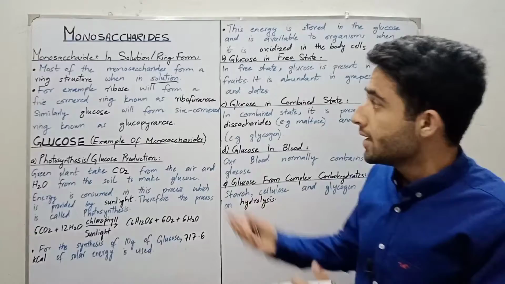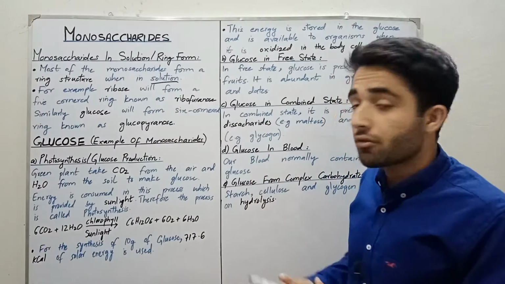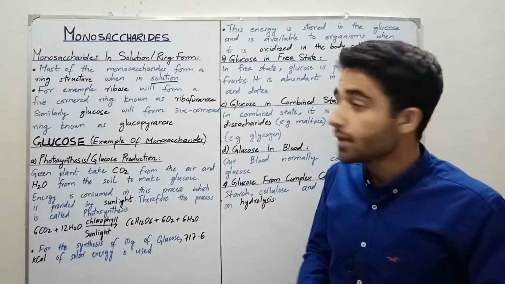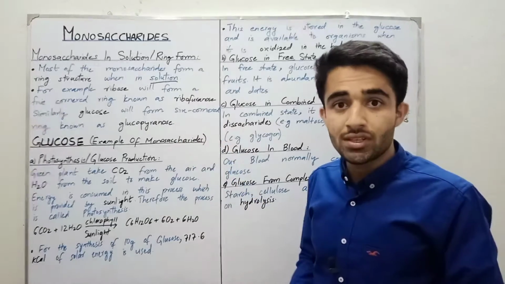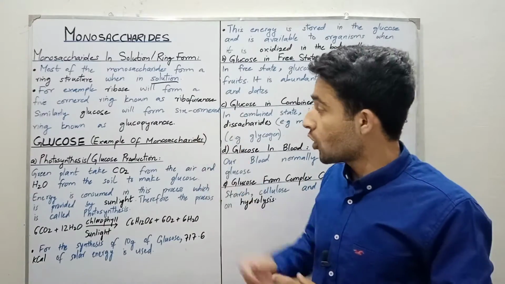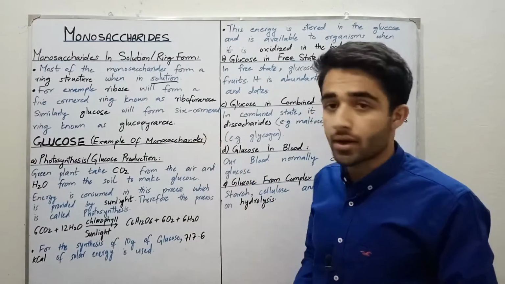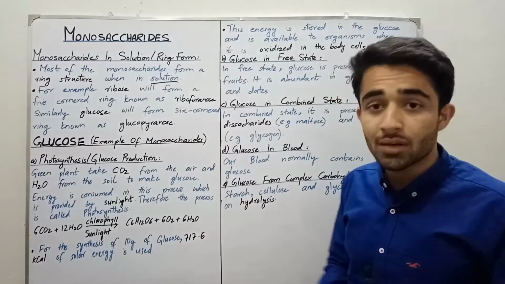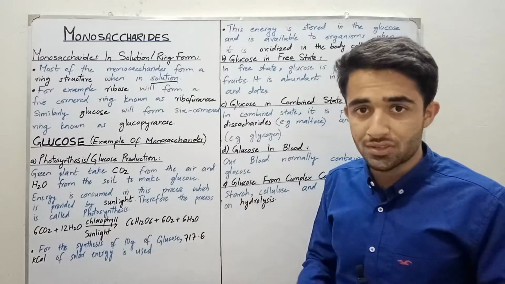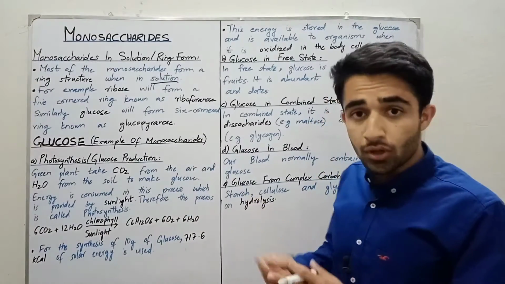For example, ribose, which is a 5 carbon monosaccharide, will form a 5 corner ring which is known as ribofuranose. And glucose, which is a 6 carbon containing monosaccharide, will form a 6 corner ring known as glucopyranose. So that's why the monosaccharides, when they are present in a solution, form ring structures.